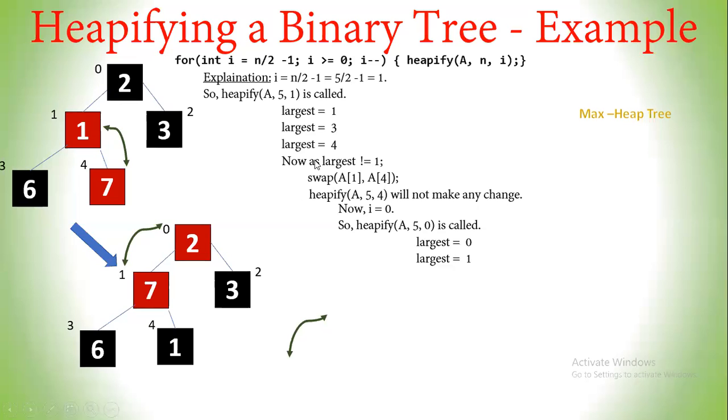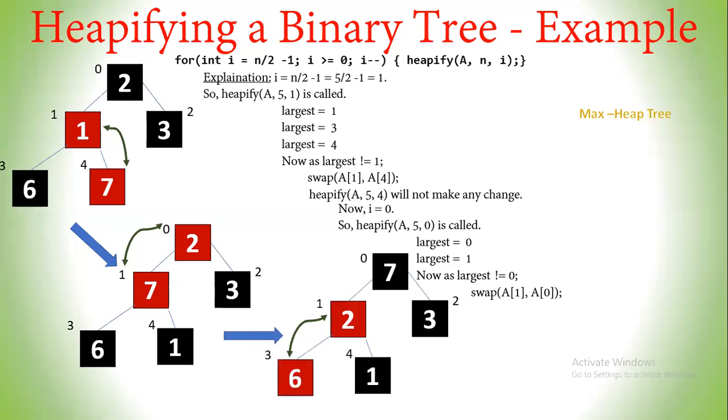And it will now check whether largest is not equal to the original index or not. Original index means I. So largest is 1, it is not equal to 0. So then we should swap this one. We should swap. So swap A1 with A0. When we do that, what will happen is, it will come like this.